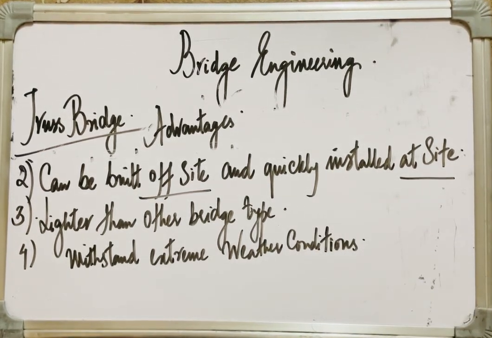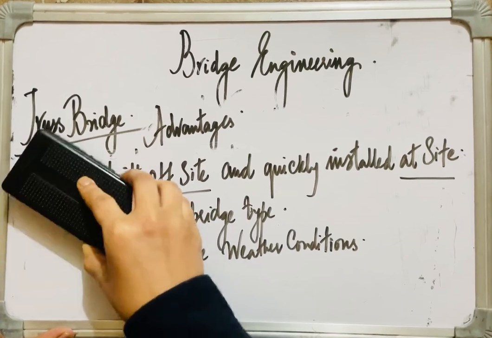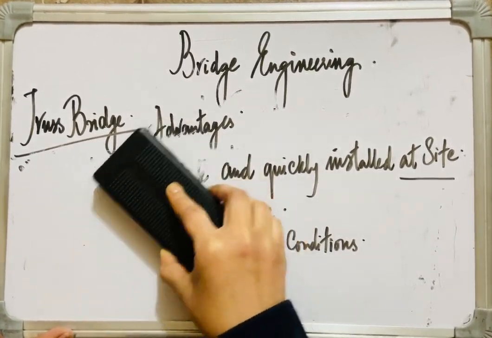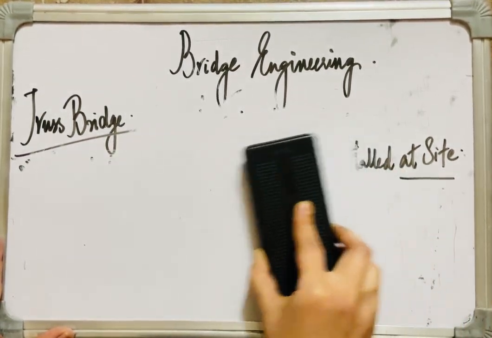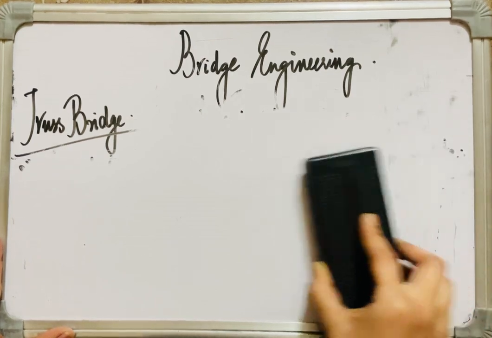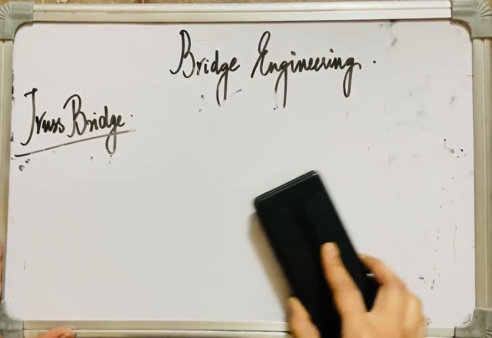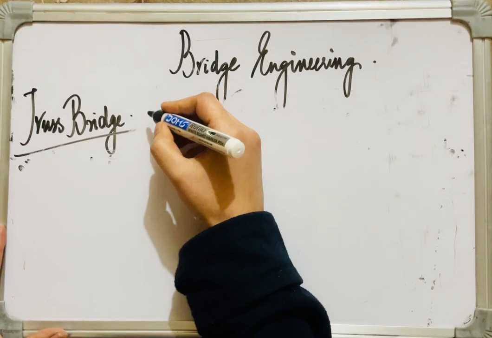So these were the various advantages of a truss bridge. The first and foremost being that they distribute the loads efficiently. The triangular shape of the trusses gives them exceptional strength and stability, and they are capable of handling heavy loads over long spans, and they can be built off-site and then quickly installed at site. They are lighter than other bridge types and they can withstand extreme weather conditions. Now let's study their disadvantages.